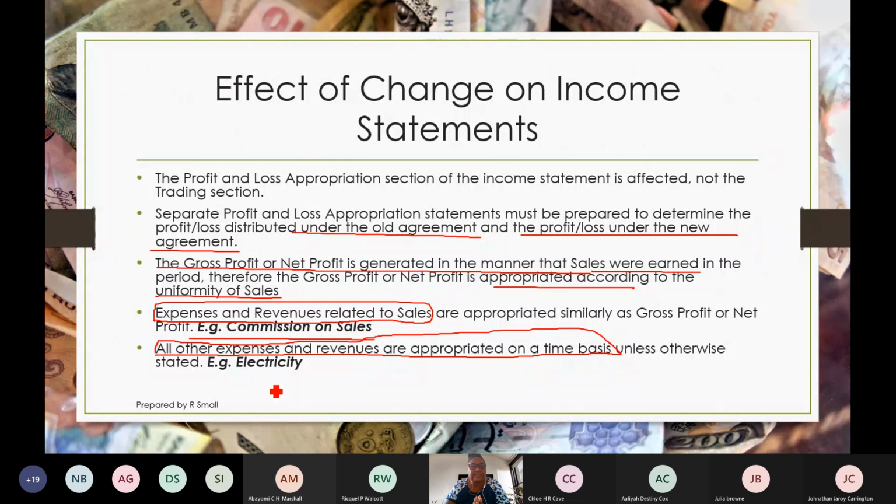And when we say time basis, we mean it has to do with the change of the partnership. So let's say that we say 3 months, 9 months for Chloe. That means your electricity will be split 3 out of 12 for the old agreement and 9 out of 12 for the new agreement, because Chloe was there for three months of the financial year. So she has to share in that part, that electricity expense there, and the other 9 months was only Jonathan and Julia. So they have to bear the burden of the other 9 months. So that's why we say time basis here.